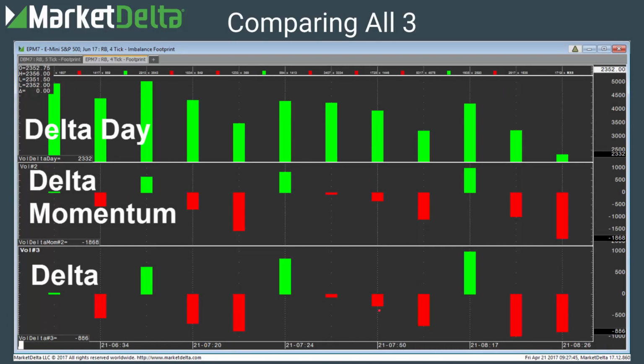All right, now here I'm just comparing all three. This is the volume study, and I just have the delta day up, delta momentum, and then delta. I just wanted to put them all on the screen so you could see them in relation to one another and get a feel for just how they all relate to each other. I don't have any specific comments on this. I've covered them in the previous slides, but I just wanted you to see this. Plus, it's kind of nice to know that you can add them in multiples like this if you'd like.